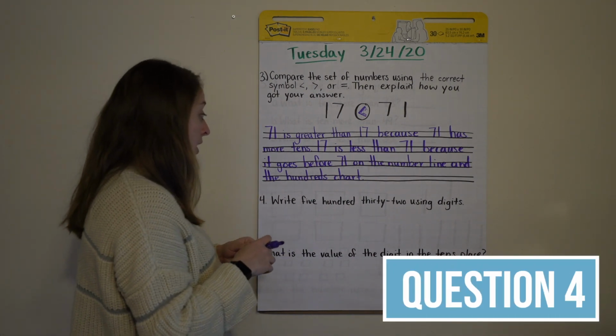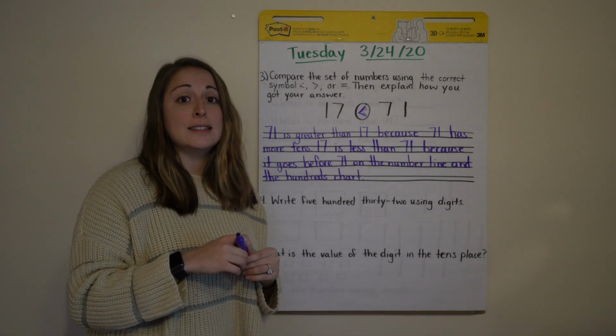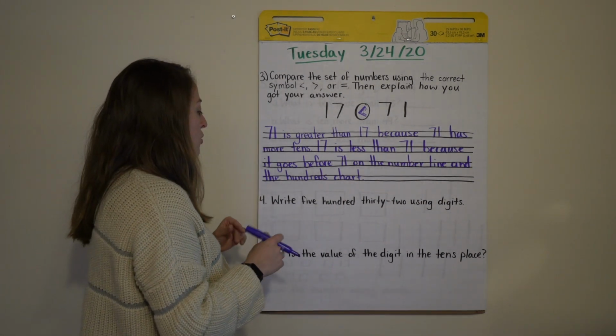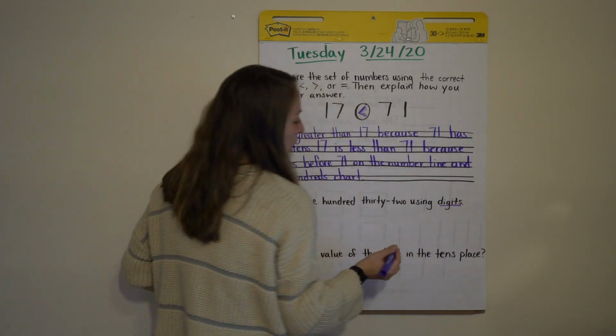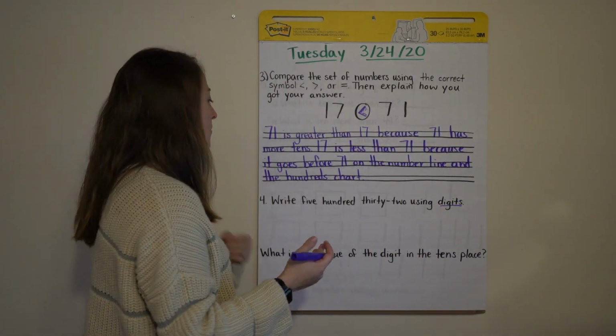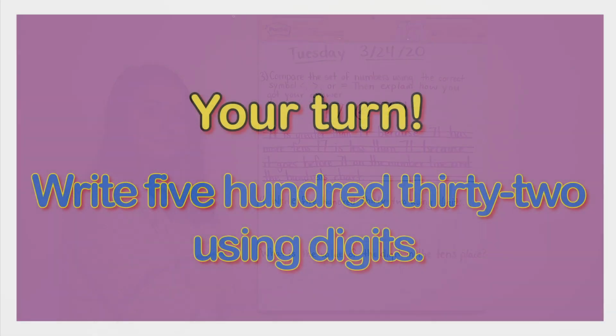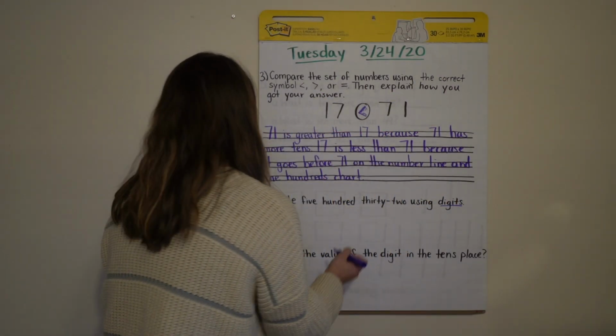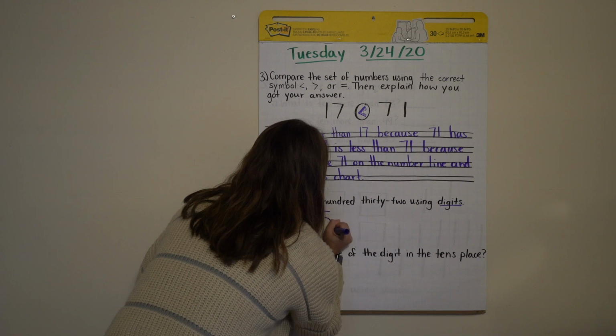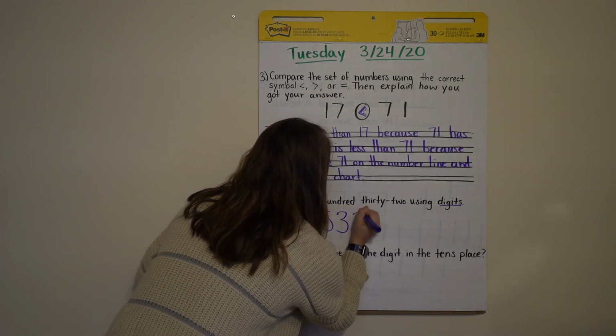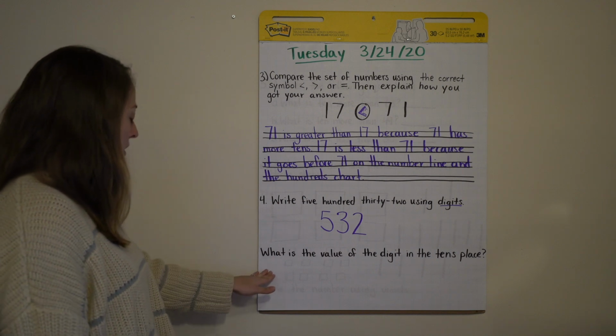Write 532 using digits, okay? Make sure you know that it says digits. You're not drawing a picture of it. So take a minute to do that. Okay, so hopefully you wrote with digits 532. And now we have the second part of the direction.